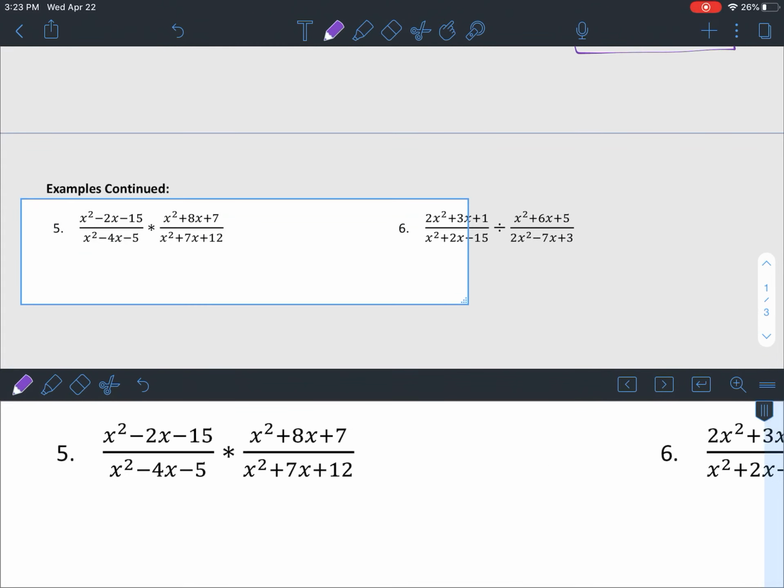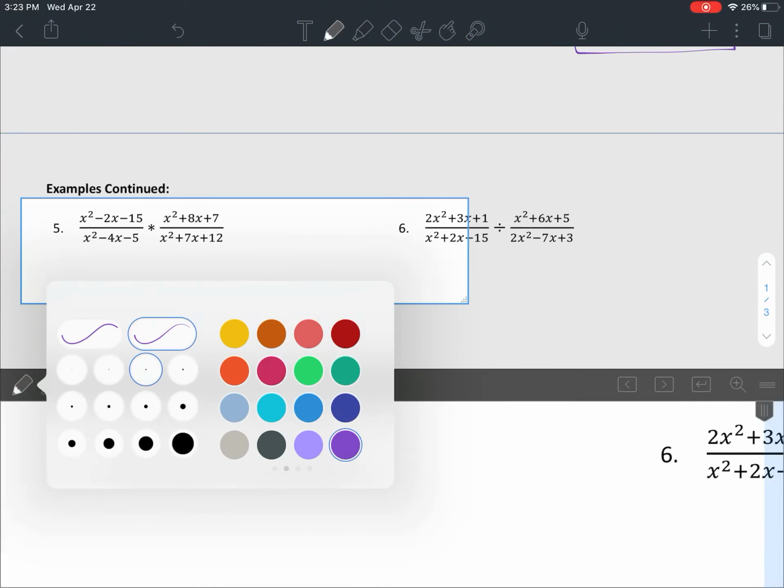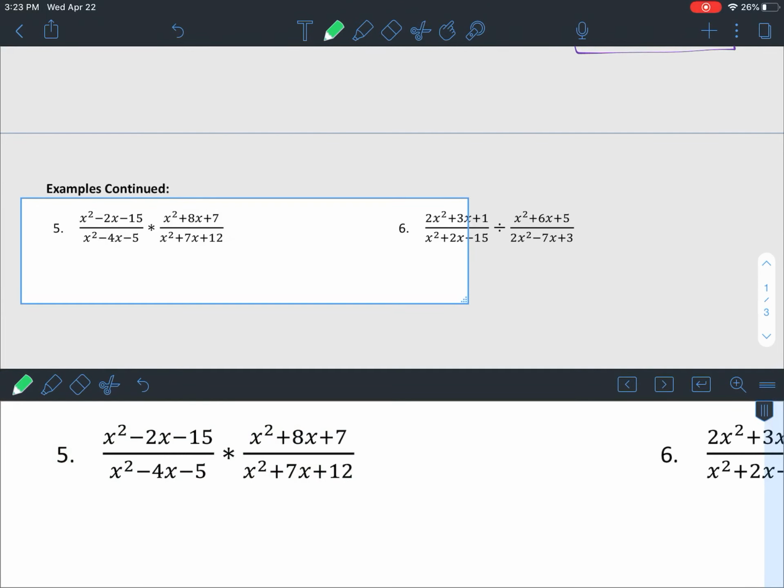All right, moving right along, I do have 2 more practice problems to do, and then I'm going to let you guys loose on your own. So what we're going to do for this one is we're going to look at our top, see if we can simplify, look at our bottom, see if we can simplify, and then look at the other 2.